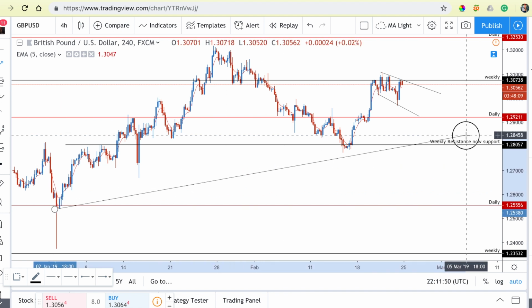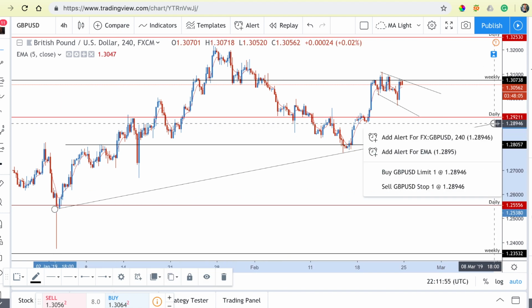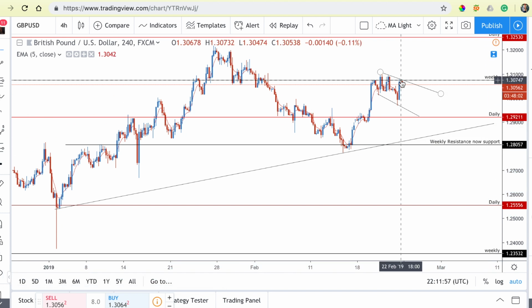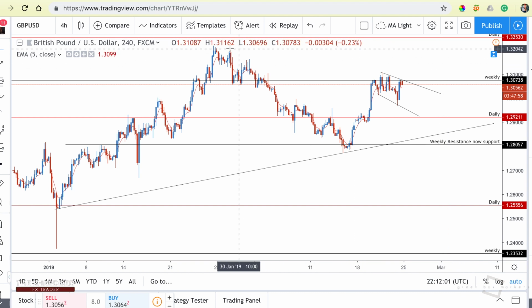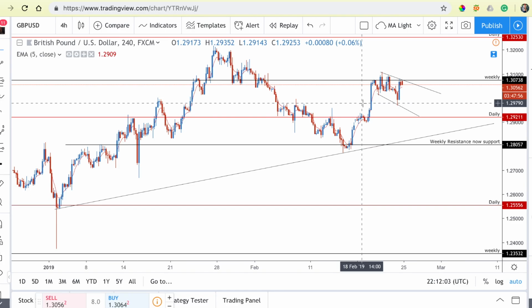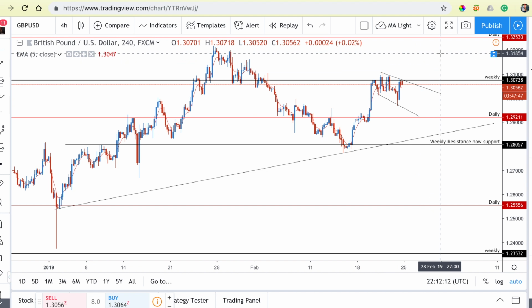If we look at the 4 hour, we could have a push to this support level before going higher, which would retest this trend line that was broken last week. So cable, have a look at it. We get a break above here. We get a break above this. We want to look for a flag to go long.